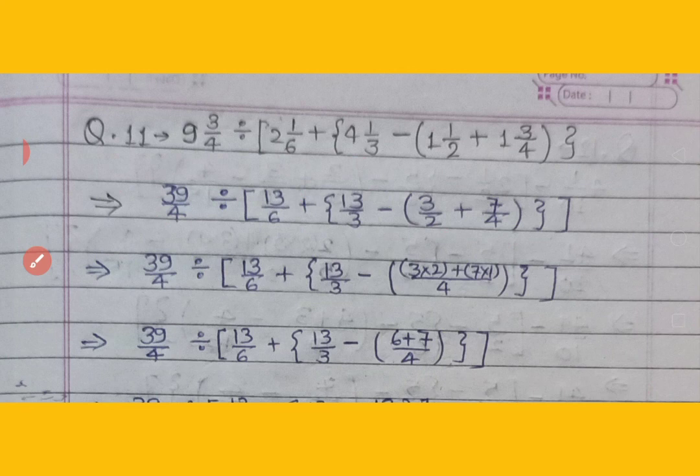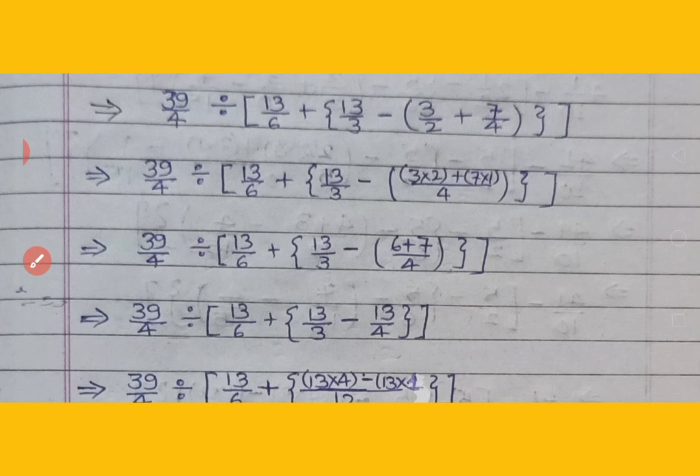Next, firstly we will solve the small bracket. We will do fractional addition of 3 upon 2 and 7 upon 4. So we have to take a common denominator of 2 and 4. It became 4. Now 2 2s are 4, so 3 multiplied with 2. And 4 1s are 4, so 7 multiplied with 1. Now it became 6 and 7. 6 plus 7 is equal to 13 upon 4. And the small bracket opened.